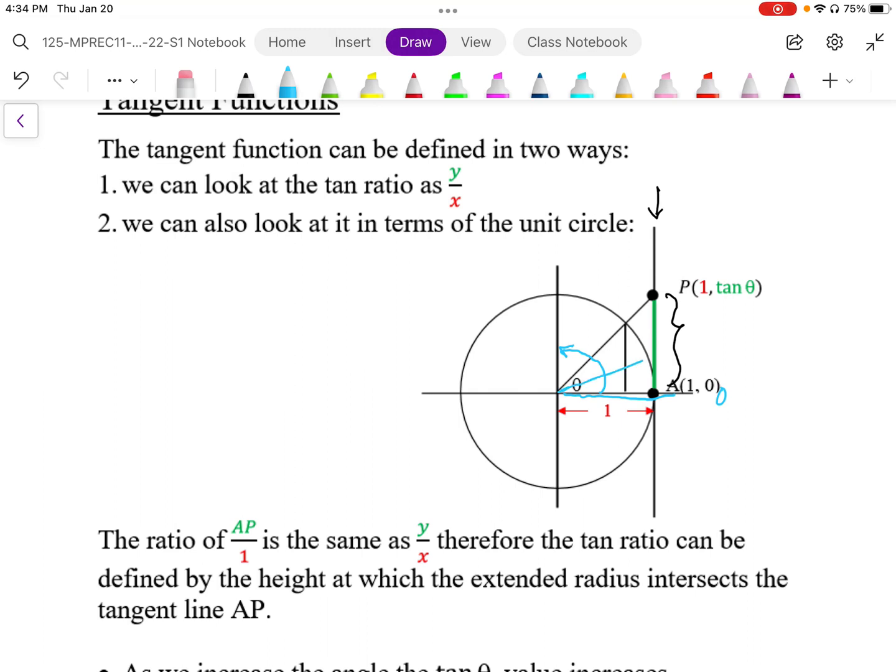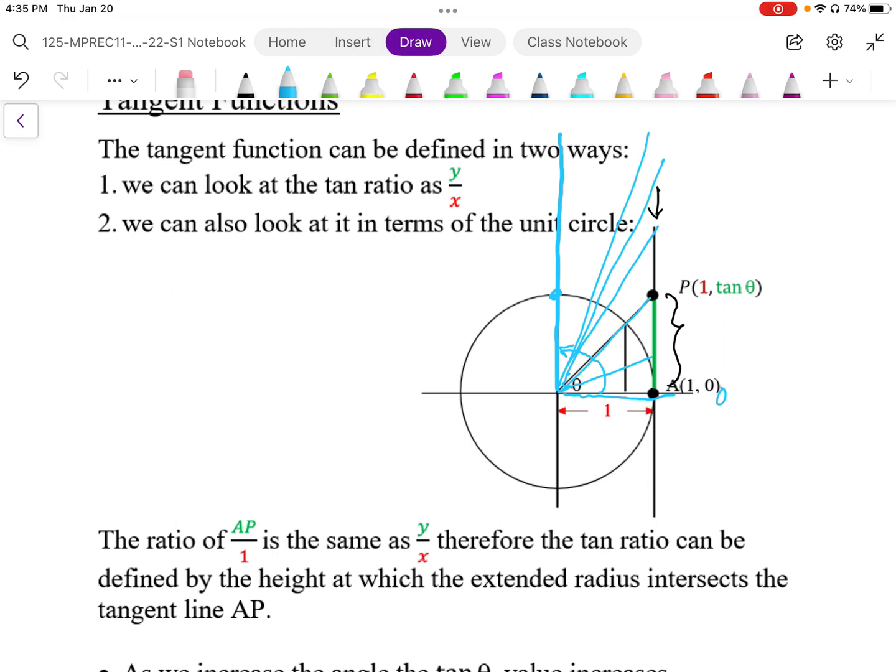So if we think of just slope, as I increase the angle, I'm going to reach higher and higher up that line, and the slope is going to get bigger and bigger all the way till we hit 90 degrees. And when we hit 90 degrees, the line here is going to be parallel to our tangent line, and they're never going to touch. So we can go infinitely long along that line, and we will never touch the tangent line. So we have an undefined value.